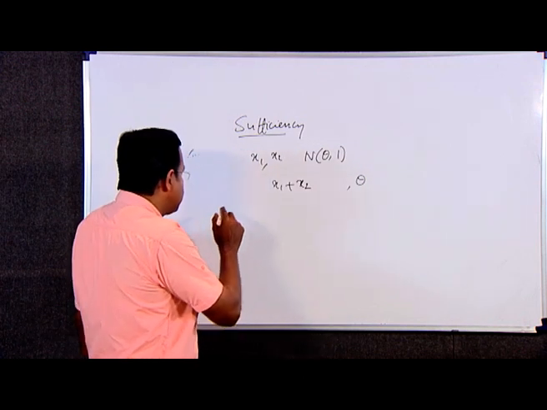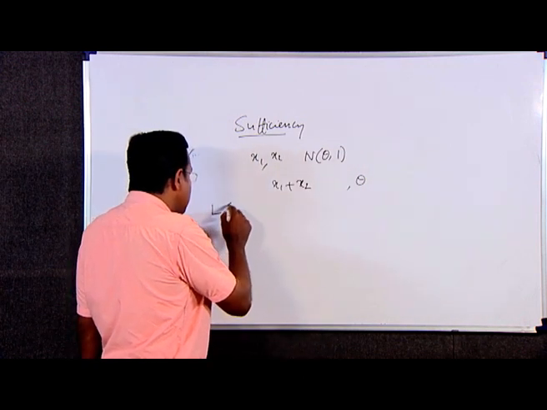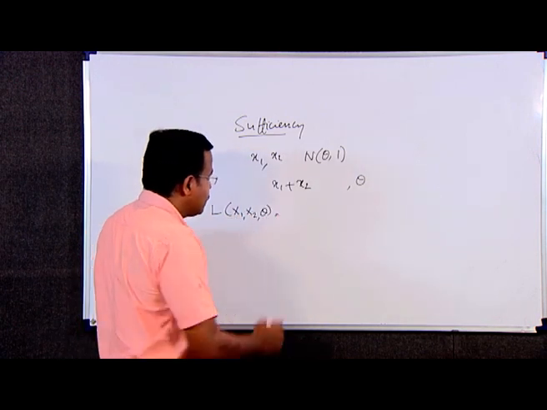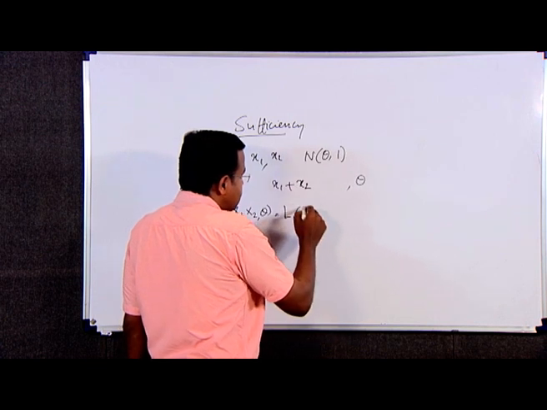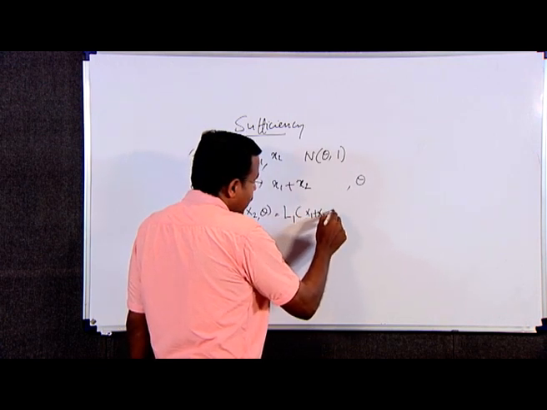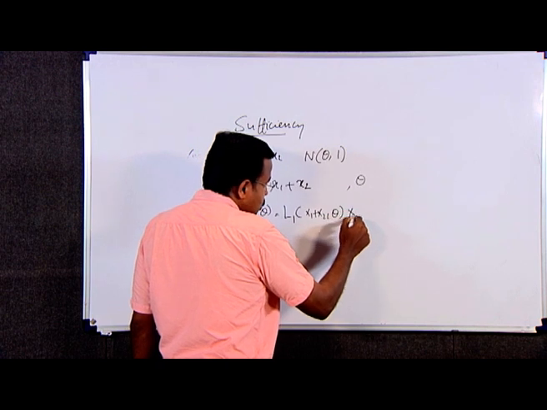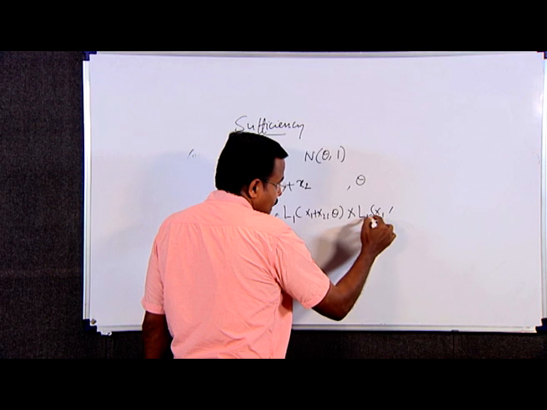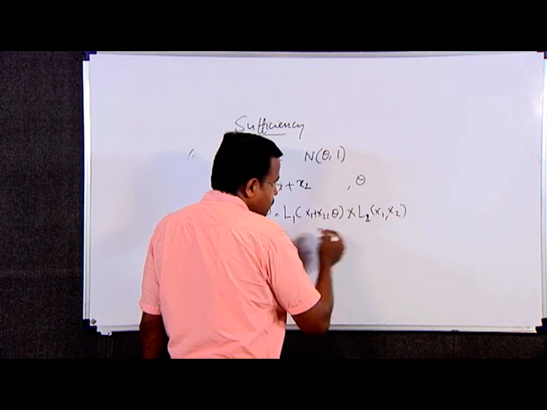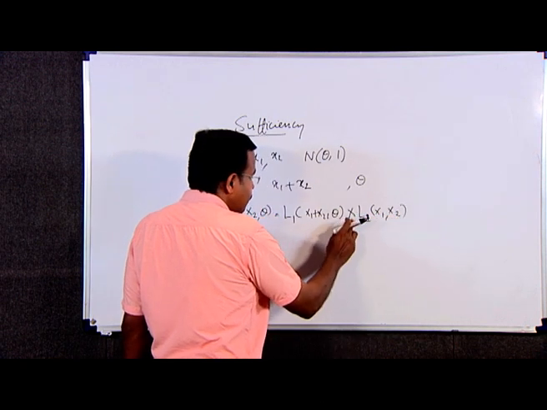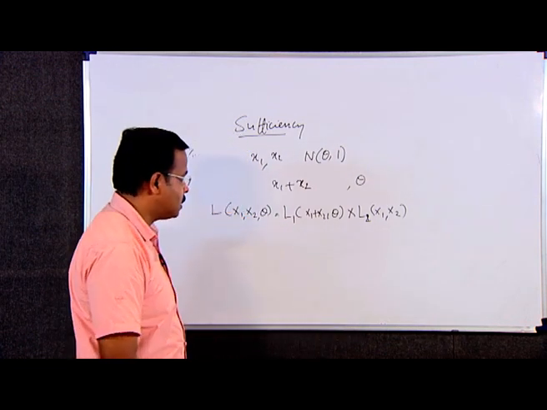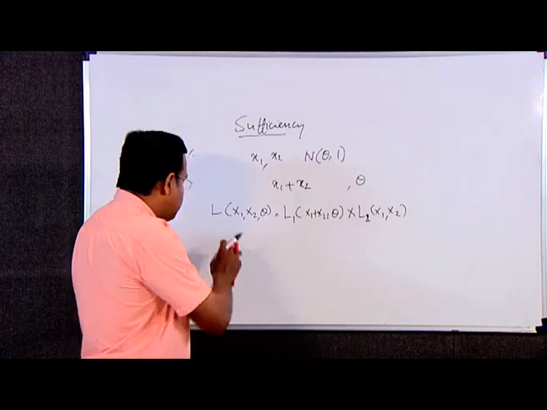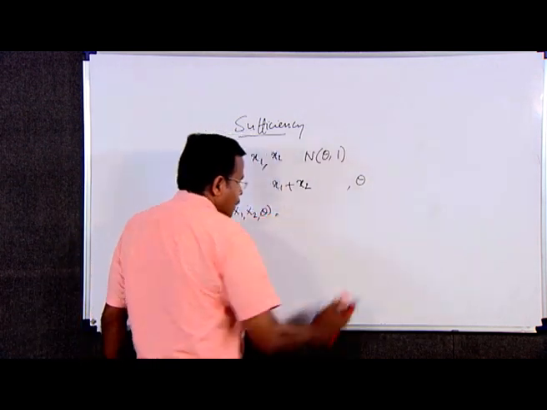by the Fisher-Neyman factorization, it should be possible to write the likelihood function of x1, x2, theta as a function of the statistic x1 plus x2 and theta into a function which is independent of theta, that is L1 of x1 plus x2, theta into L2 of x1, x2. If it is possible to write like this, then we can say x1 plus x2 is a sufficient estimator for the parameter theta. So, for that we are trying to get the likelihood function in this case.